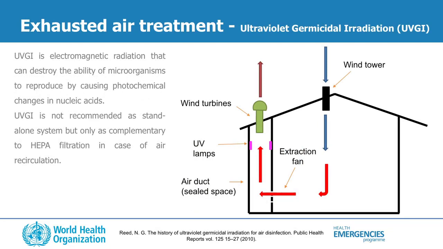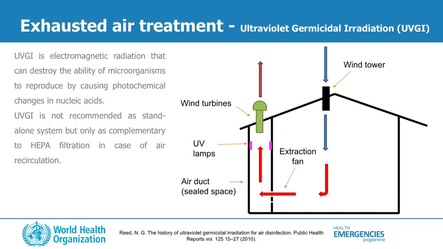Another option is UVGI, ultraviolet germicidal irradiation. It is an electromagnetic radiation that can destroy the ability of microorganisms to reproduce by causing photochemical change in nucleic acids. UVGI is not recommended as a standalone system, but only as a complement to HEPA filtration in case of higher recirculation.